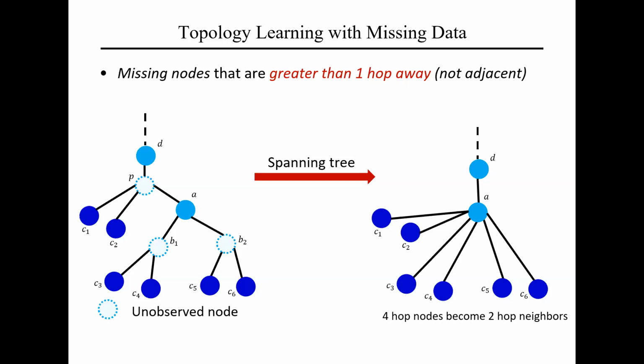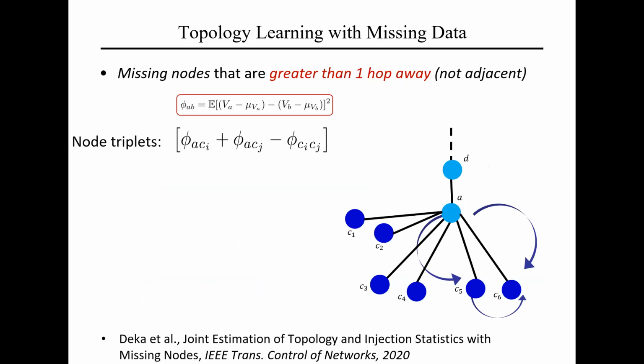So in this case, what we actually figured out is that instead of looking at just the variance of voltage magnitude differences, phi AB, we look at this variance of voltage magnitude differences, but at three nodes in the system. So I call it a node triplet. So for example, if there is a parent A in the constructed spanning tree, you look at phi A with two siblings C5 and C6. So for example, you take phi AC5, phi AC6, and then you deduct phi C5C6.